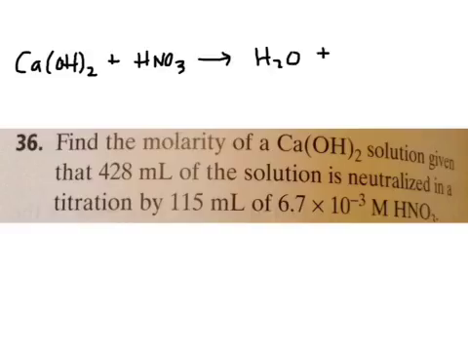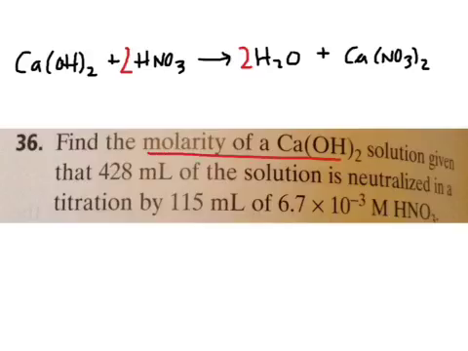And that means the calcium will combine with the nitrate to make calcium nitrate. And then we need to balance the equation, and that's going to take a 2 in front of the nitric acid and a 2 in front of the water. So now in the problem itself, it tells us that we're looking for the molarity of the calcium hydroxide.